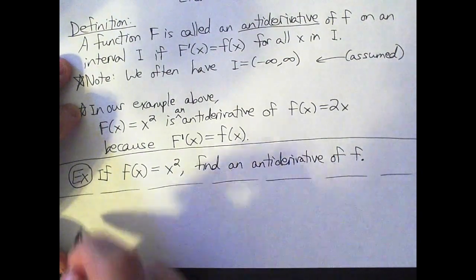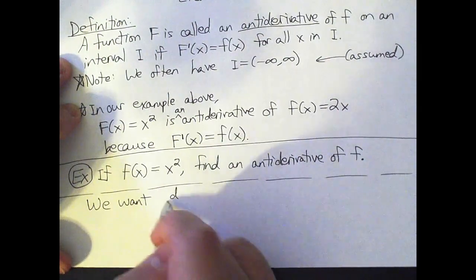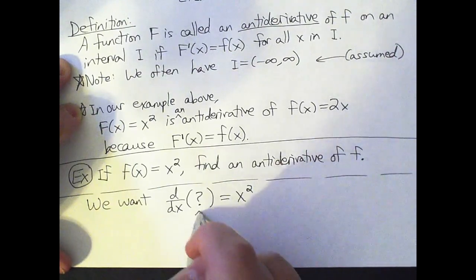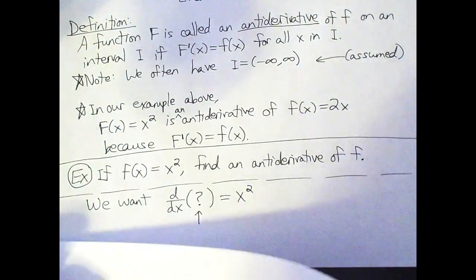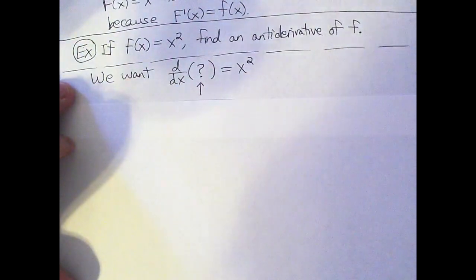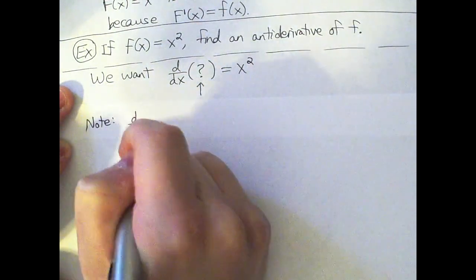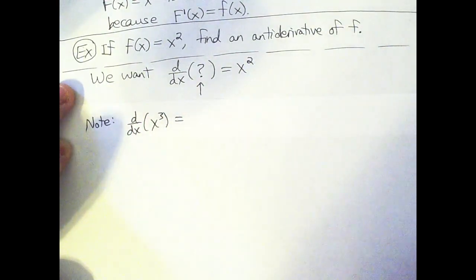All right, so here's the idea. We want a function that when we take the derivative of it, the result is x squared. So what goes here? That's what we're trying to figure out. So this is a little bit harder than that first question, right? Do I know a function that when I take the derivative of it, I get x squared? All right, so how about this? Here's an idea. What if I did x cubed? Does that work? We're just trying this out.